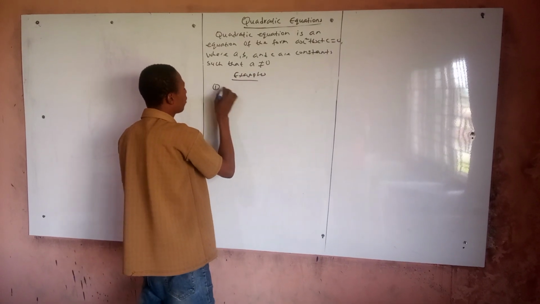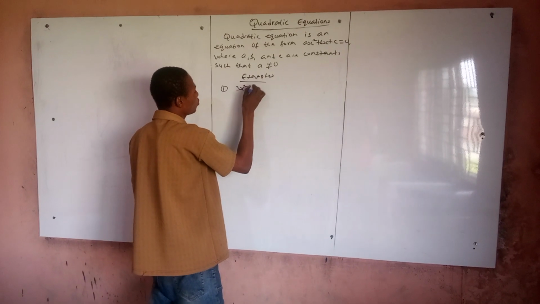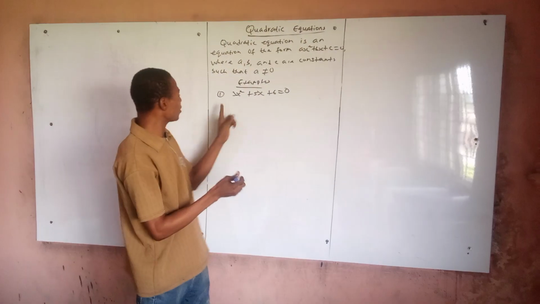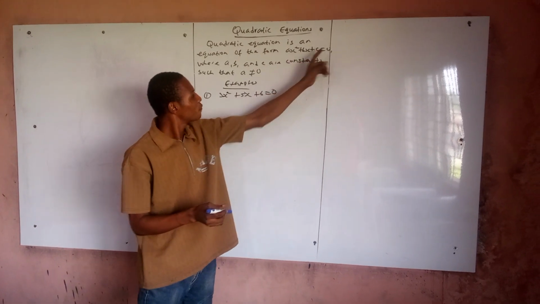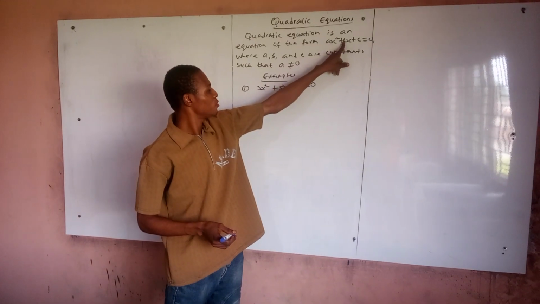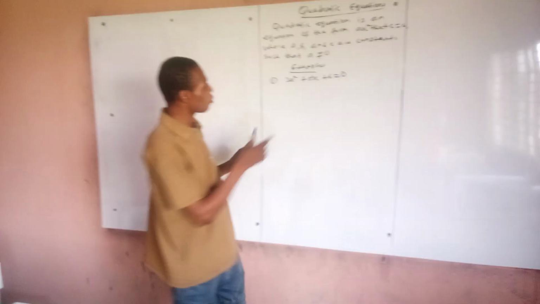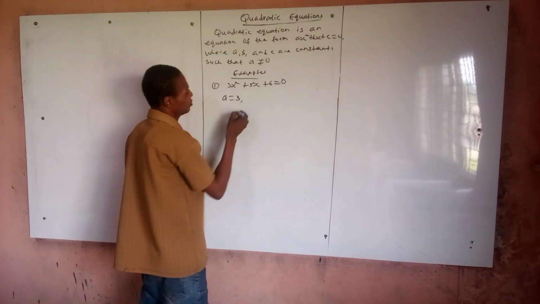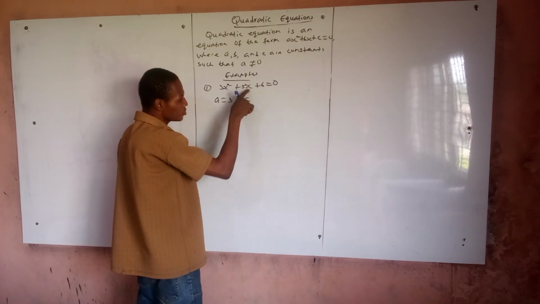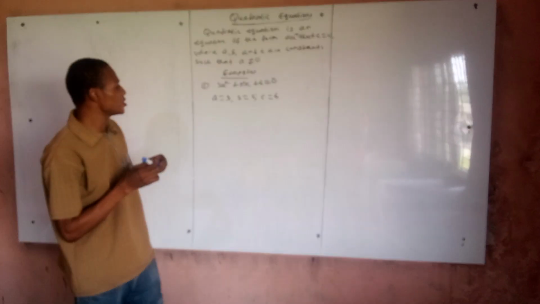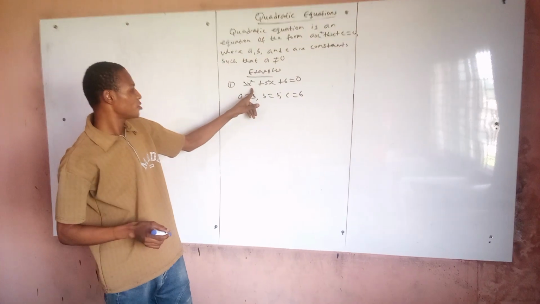Number 1: 3x squared plus 5x plus 6 equals 0. If you compare this equation with the general form of a quadratic equation, you will see that the coefficient of x squared is a, the coefficient of x is b, and c is the constant. So comparing, our a here is 3, our b, the coefficient of x, is 5, and our c is 6. So this is a quadratic equation in terms of x.